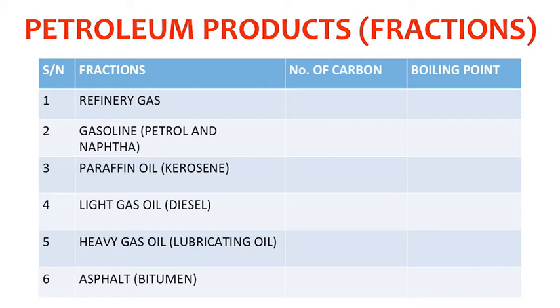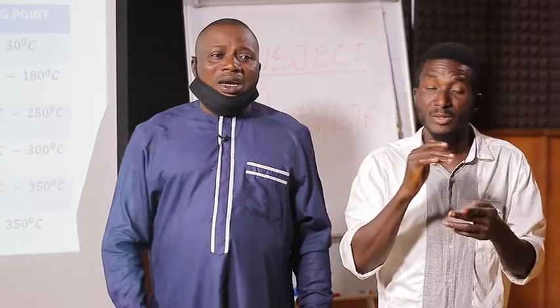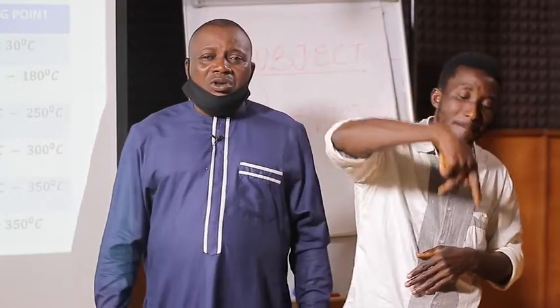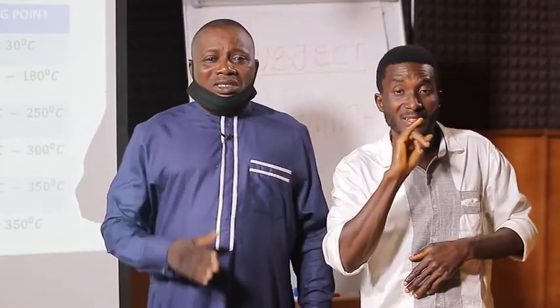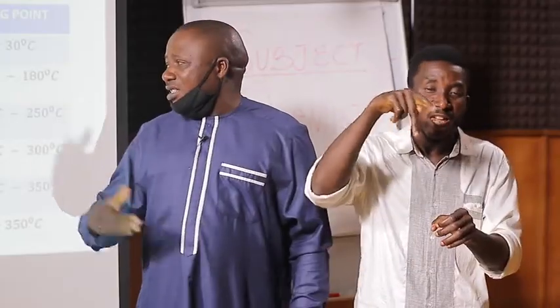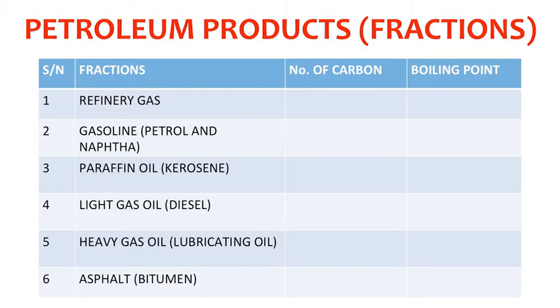Next, as part of the fractionating products, we have the paraffin. Another name for paraffin is kerosene. Don't forget, we said petroleum is a complex mixture of different substances. After the paraffin, we have what we call light gas oil. The light gas oil has carbon ranging from C16 to C20, with a temperature of 250 degrees Celsius to 300 degrees Celsius. Down to that, the fifth one, we have what we call heavy gas oil.